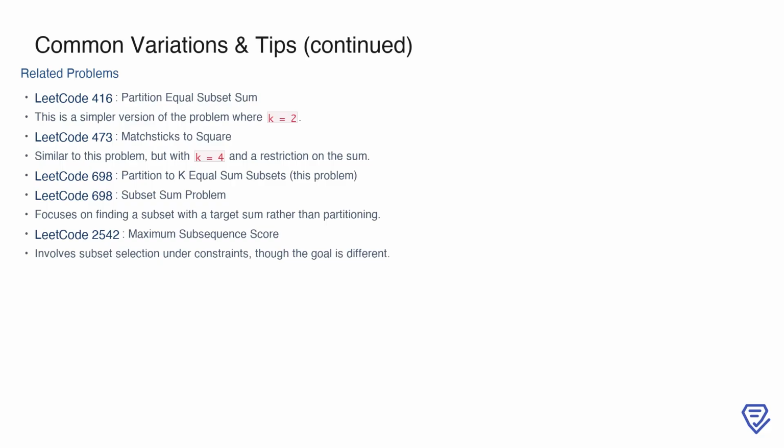You might also look at the subset sum problem, which focuses on finding a single subset with a target sum rather than partitioning the entire array. Lastly, LeetCode 2542, maximum subsequence score, involves selecting subsets under constraints, although the goal is different. Exploring these related problems can deepen your understanding of subset-based algorithms.